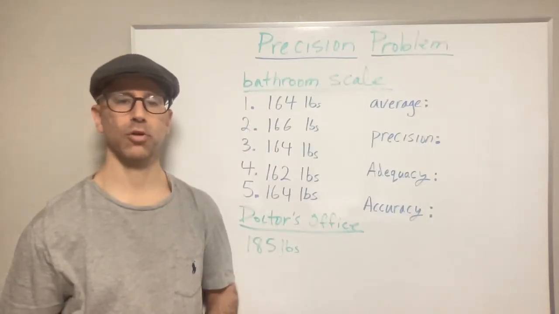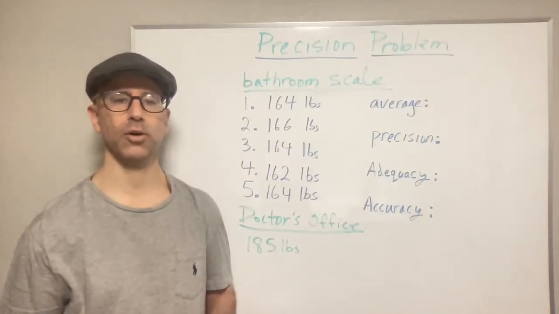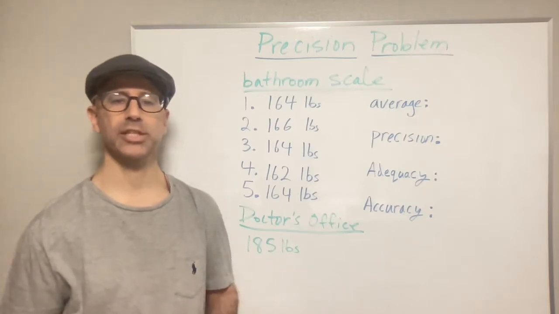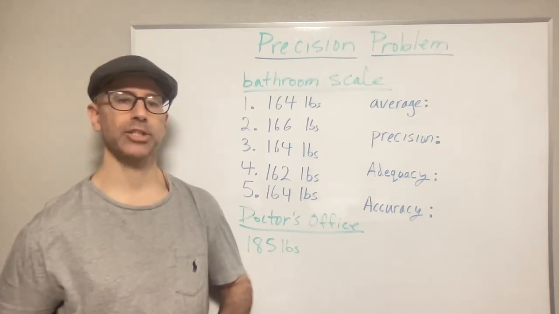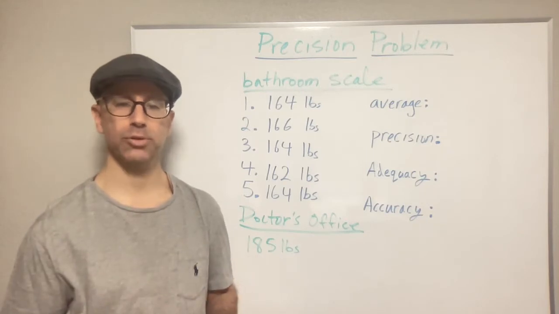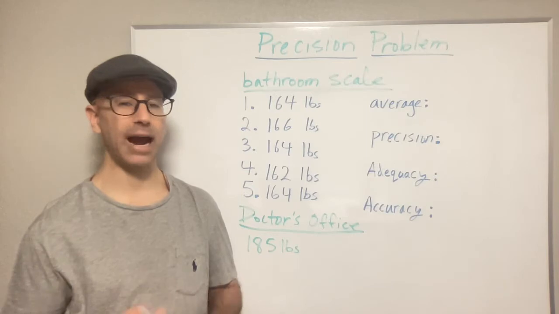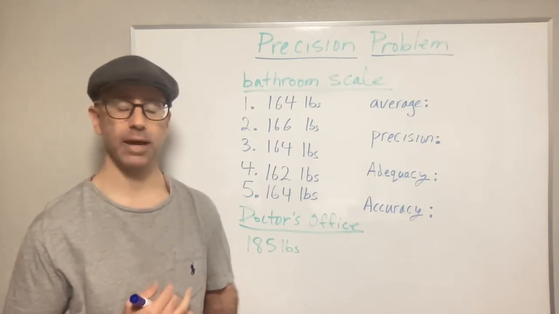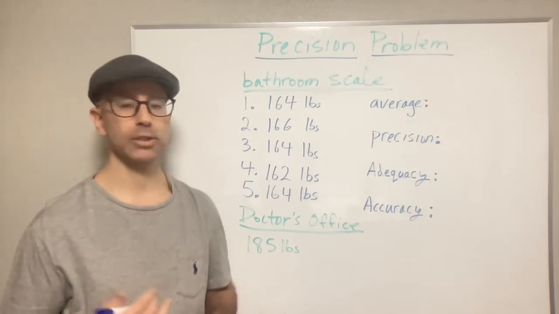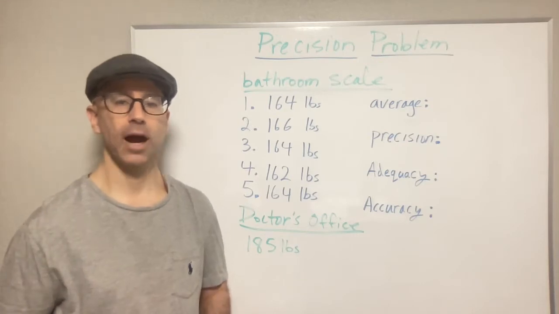My name is Mr. Cobalt, and in this video I'm going to be going over a precision problem in which you have a measurement of some sort and you have different measurements, and you have to figure out what the average is, what the precision of that measurement is, adequacy and accuracy. So let's get into this.